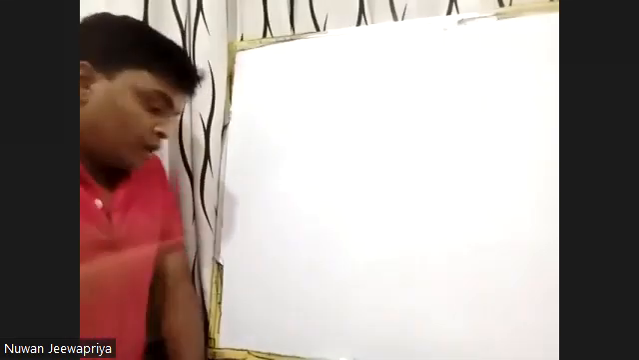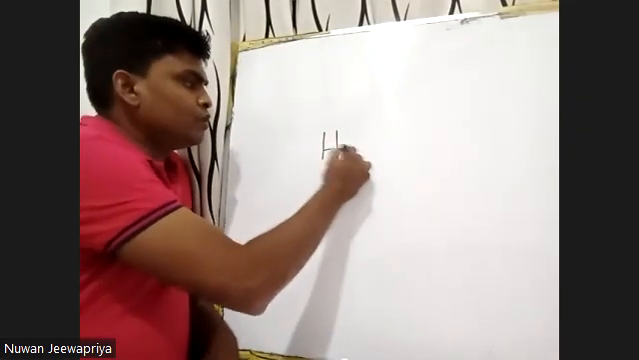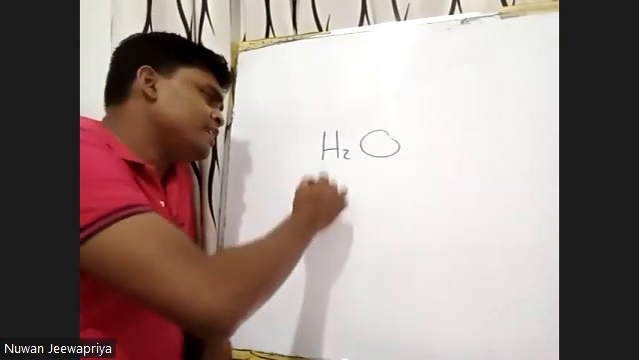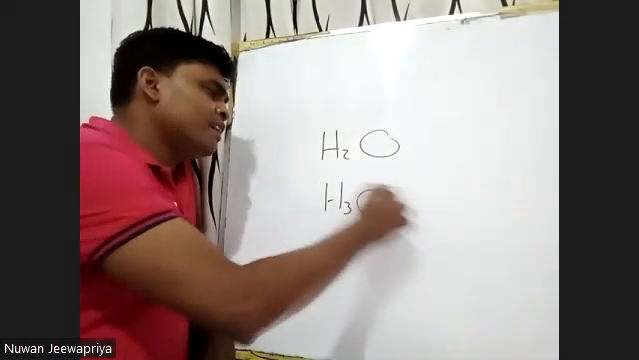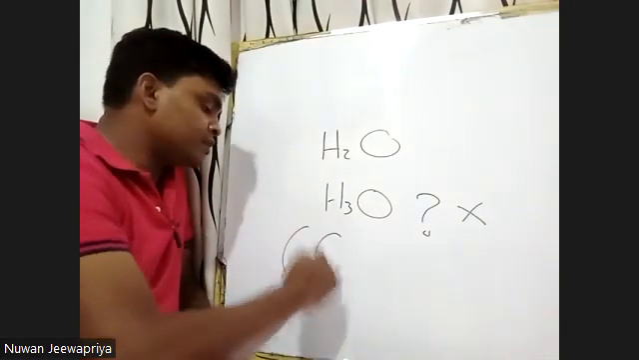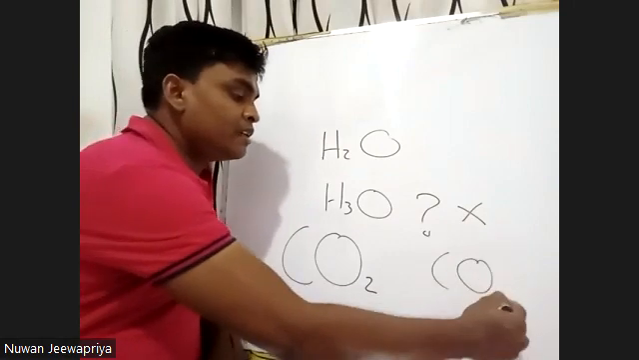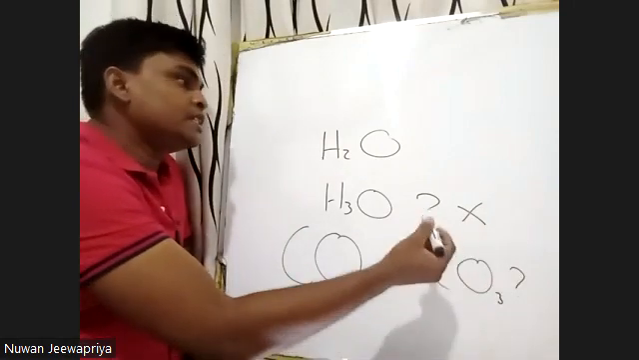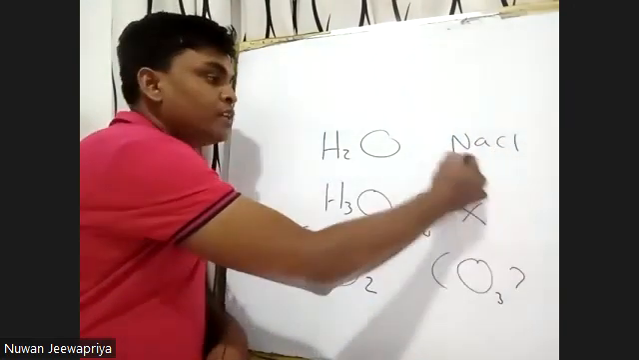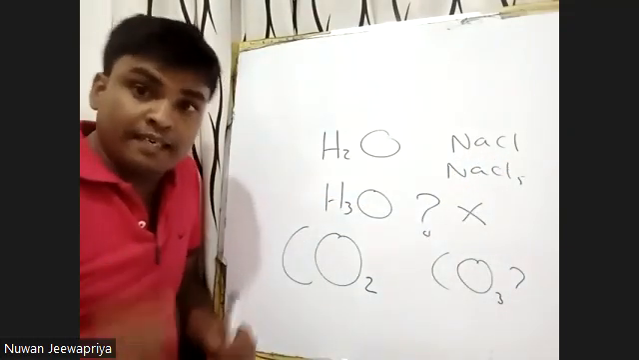Now, you know that your teacher writes water as H2O. Why can't it be H3O? Why is H3O wrong? Your teacher writes carbon dioxide as CO2. Why can't it be CO3? Your teacher writes sodium chloride as NaCl. Why not NaCl5? So we are going to find the answer for that.